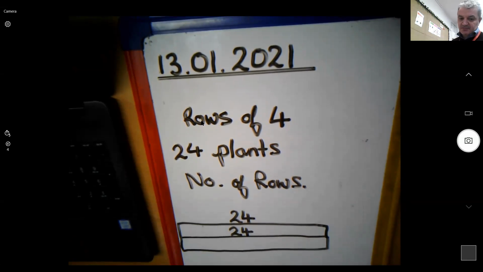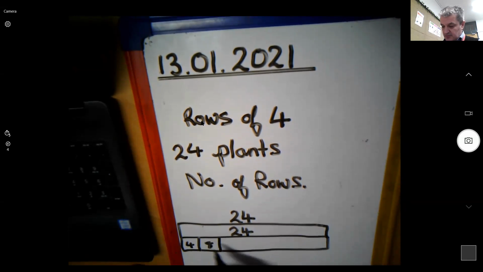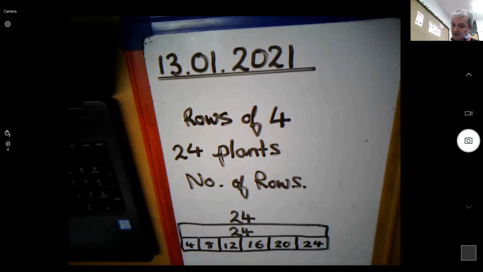Okay, now we're going to split those into 4s. So if we go 4, 8, 12, 16, 20, 24. Okay, so 1 4 is 4, 2 4s are 8, 3 4s are 12, 4 4s are 16, 5 4s are 20, 6 4s are 24.